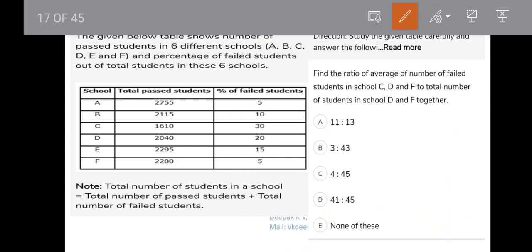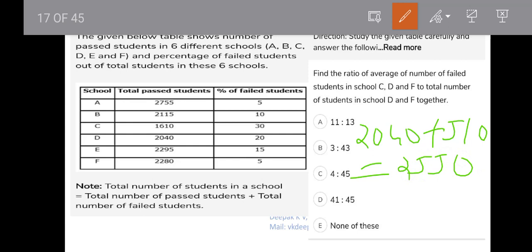Now I'll go for another part of the question. There they have asked total number of the students in the school D and F together. What we have to do? The school D. Total number of the school D we have to calculate. How will we calculate the total number of the school D? Total number of the passed students plus total number of the failed students. Have we calculated total number of the failed students of school D? Yes, right? So what is the school D's total number of the passed students? 2014 plus, have we calculated the failed students number? It is 510 in the previous questions. So this will become 2550. This is of school D.